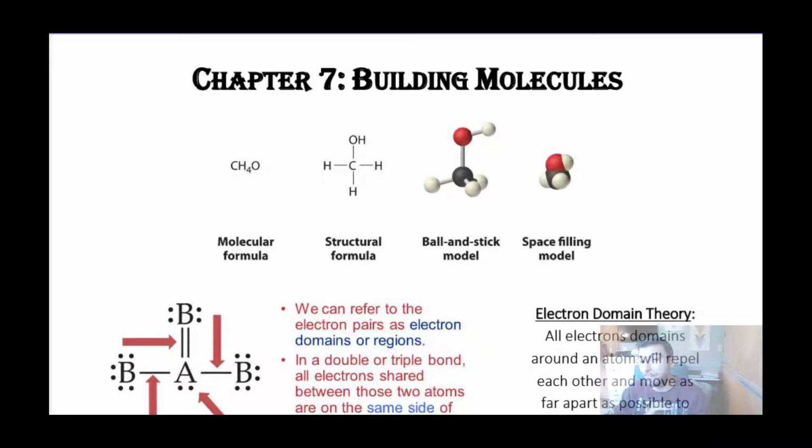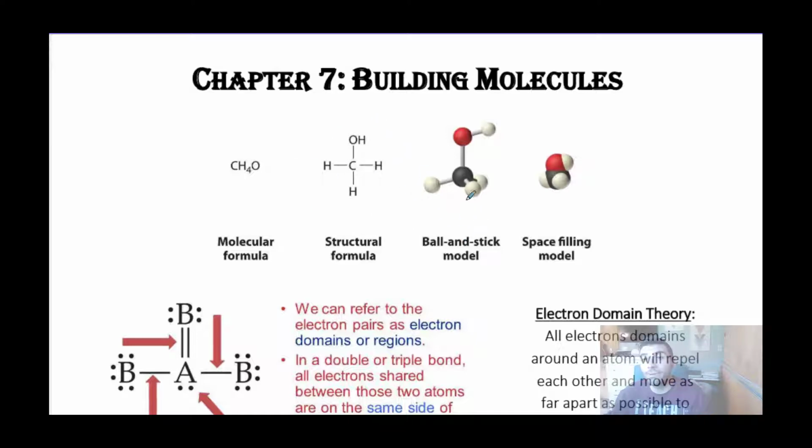Not only did none of the alcohols that we smelled at the beginning of chapter 7 smell medicinal, but they each had a different smell category. There were multiple smell categories that they fell into. So in chapter 6, we introduced the idea of molecular formula and structural formula.